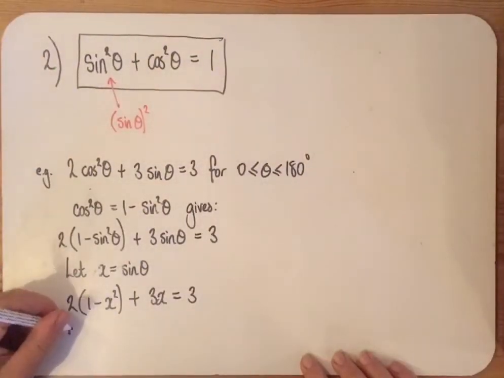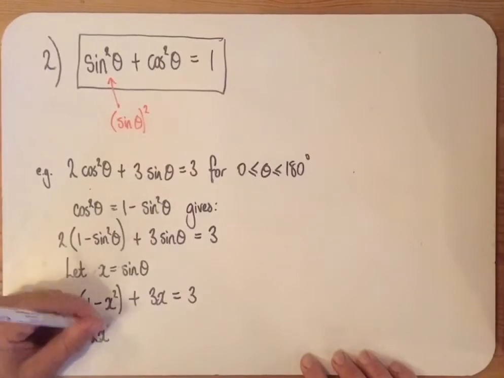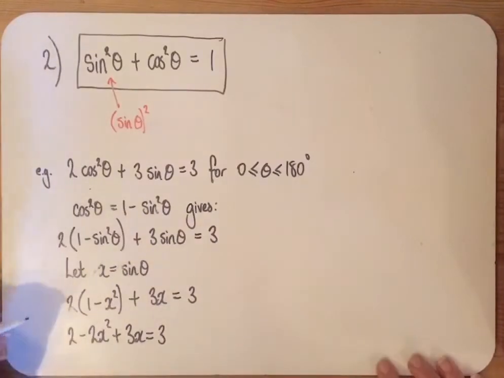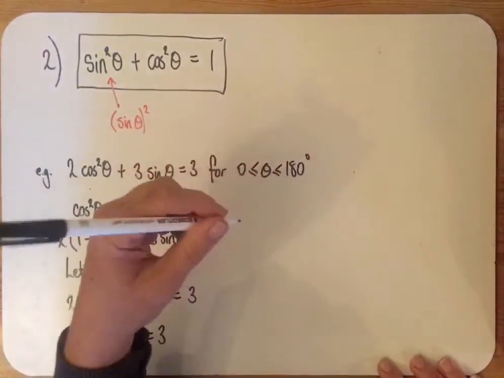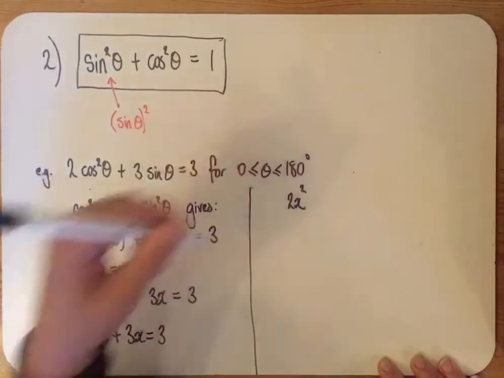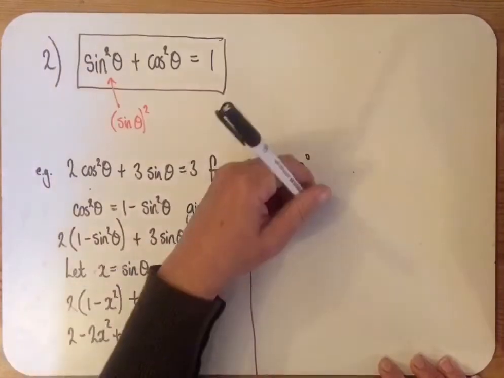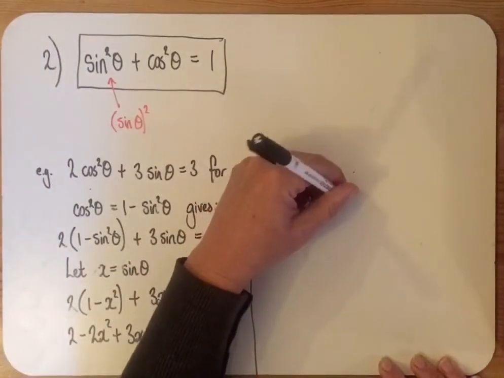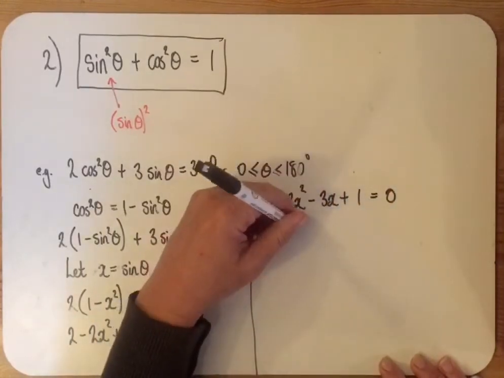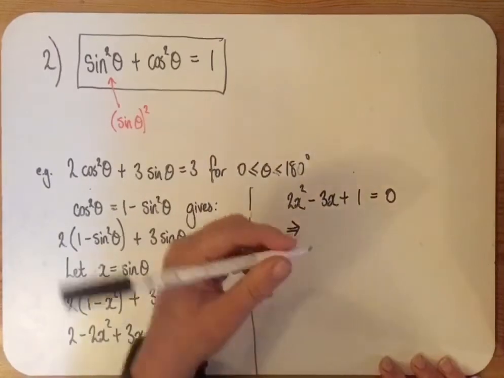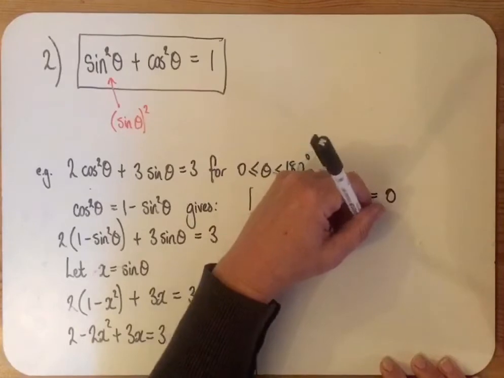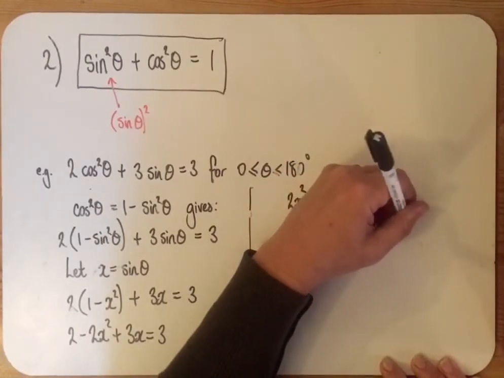So multiplying this out, 2 minus 2x squared plus 3x equals 3. Setting that equal to 0, I get 2x squared minus 3x plus 1 equals 0. That means from there, you can use your calculator, that x is equal to a half or x is equal to 1.